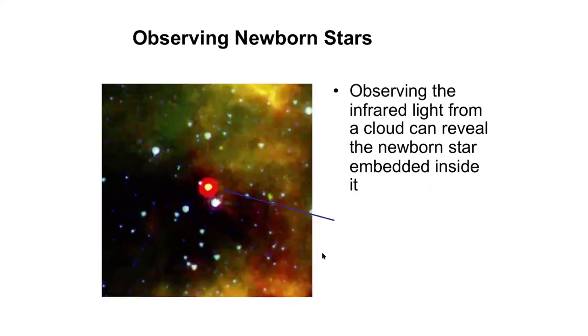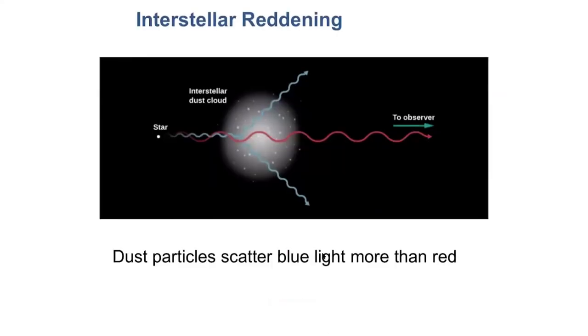Let's think about how this works a little bit, because this is kind of important. Dust in the interstellar medium absorbs light as it passes through it. And the more dust there is, and the denser the region, the faster it absorbs that light. But it doesn't absorb all of the light at the same rate. In fact, dust is much more efficient at scattering blue light than it is scattering red light. And this leads to an effect called interstellar reddening.